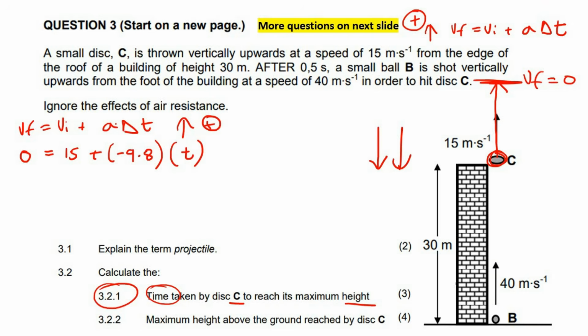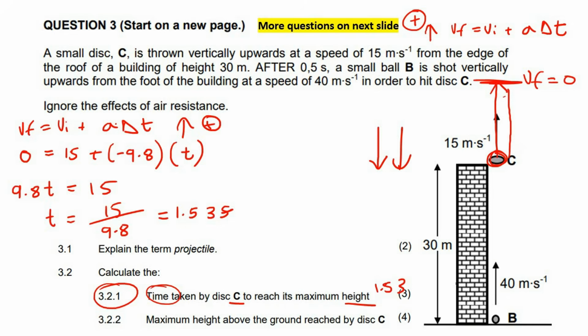And then the time is what we are trying to calculate. So now if we take this to the left, you would end up with 9.8 t equals 15. If you divide by 9.8, you would end up with 1.53 seconds. So let's just put here 1.53. That is the time to go from where it started to the highest point. Okay, 1.53 seconds. Now it says, what is the height that it reaches above the ground? Don't worry about this part. We can just add 30 meters to our answer. Let's just take it from here.